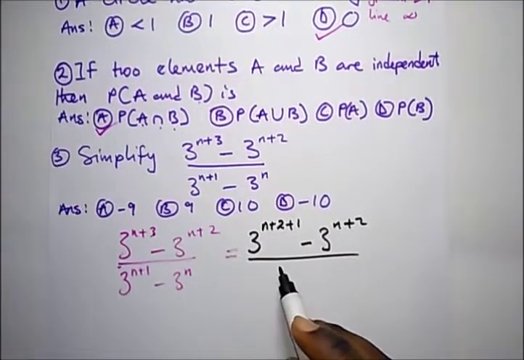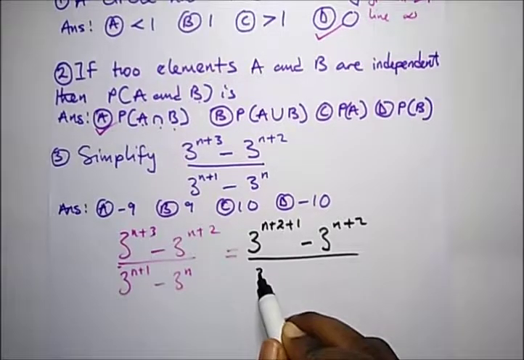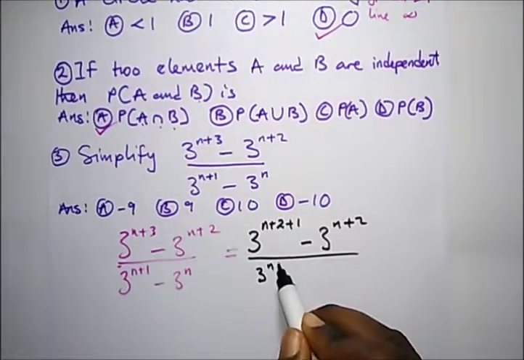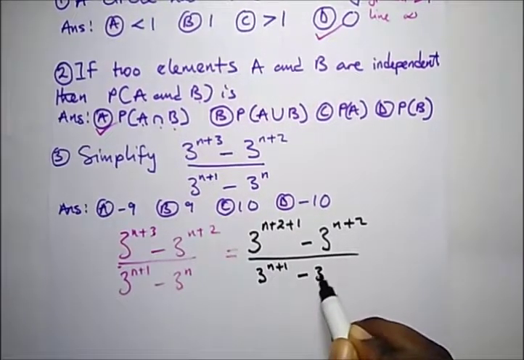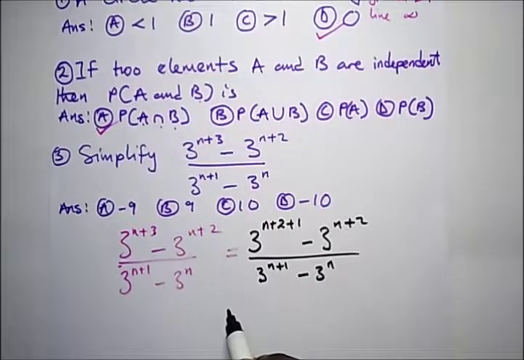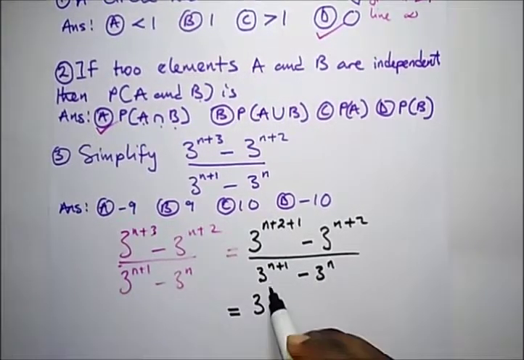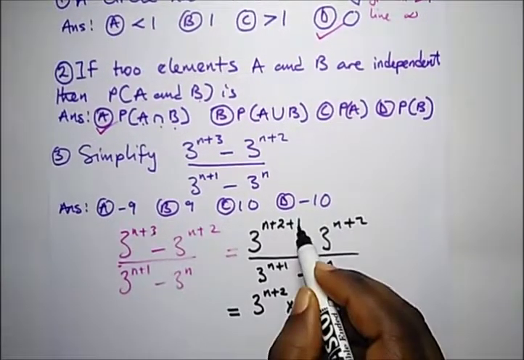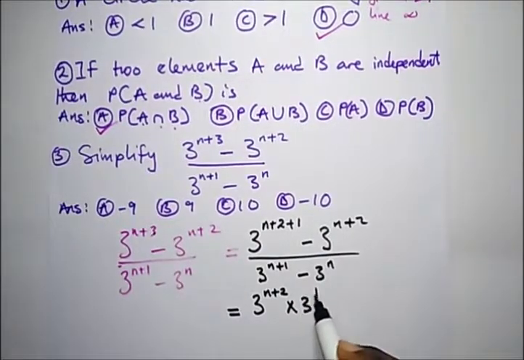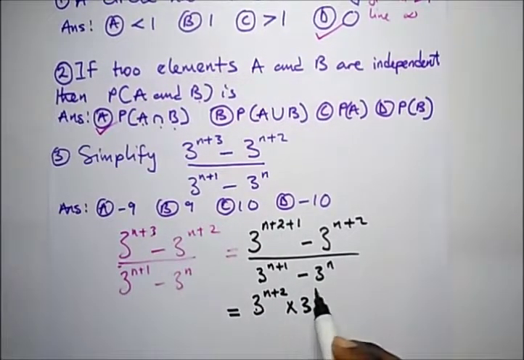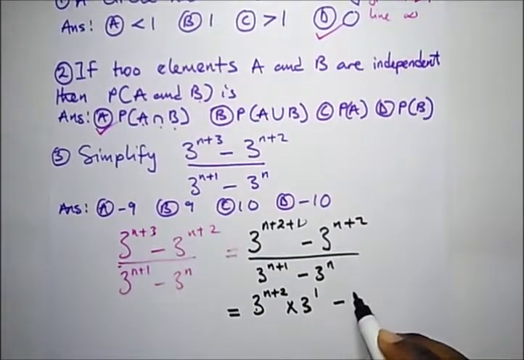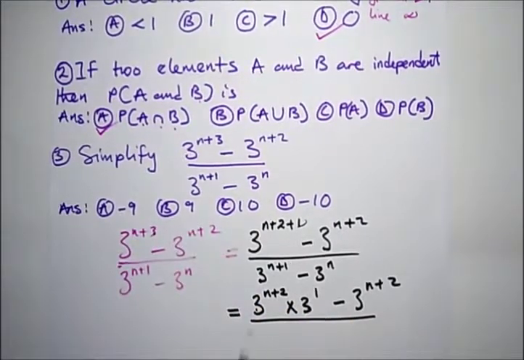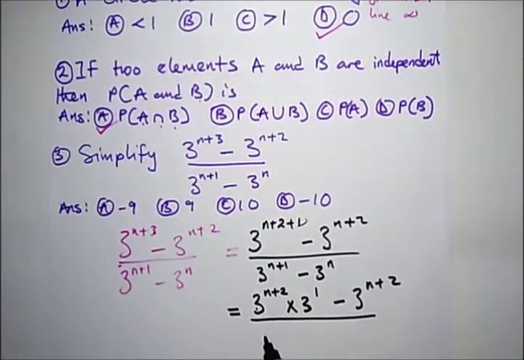Also, we'll have 3 raised to n plus 1 minus 3 raised to the power n. So here, what do we have? We have 3 raised to n plus 2 times 3 raised to the power 1. It's the same thing as 3 raised to the power 1, and you know this is the same base, so when we add the powers, it will still give us this. So minus 3 raised to n plus 2. All we're trying to do is bring out a common factor, so we could cancel out. So here we can break this further by saying what?